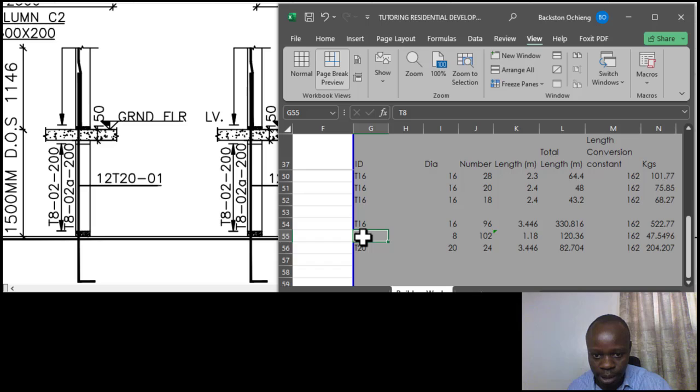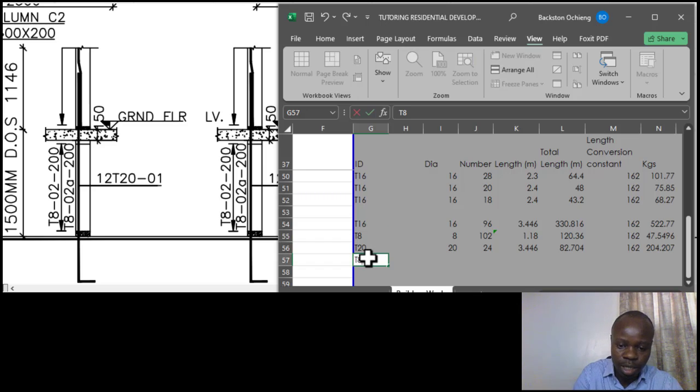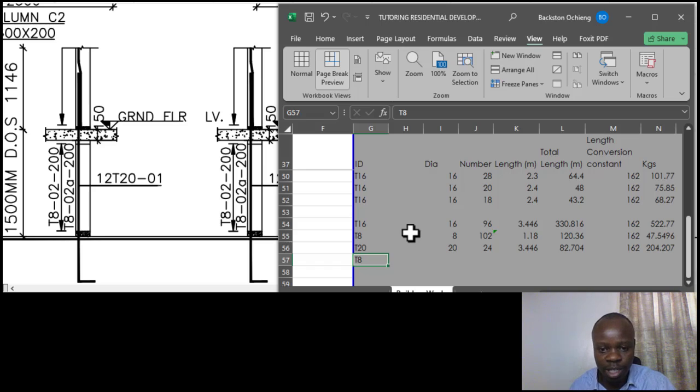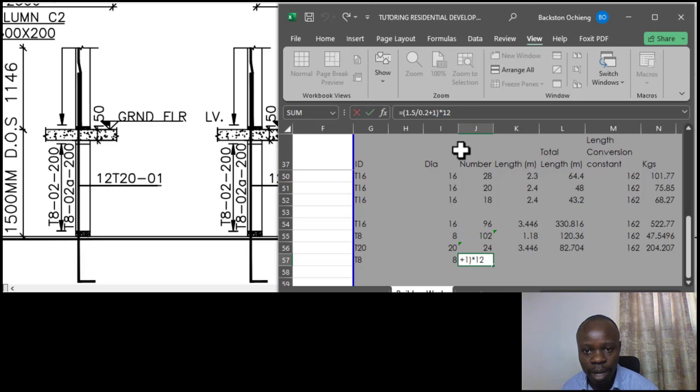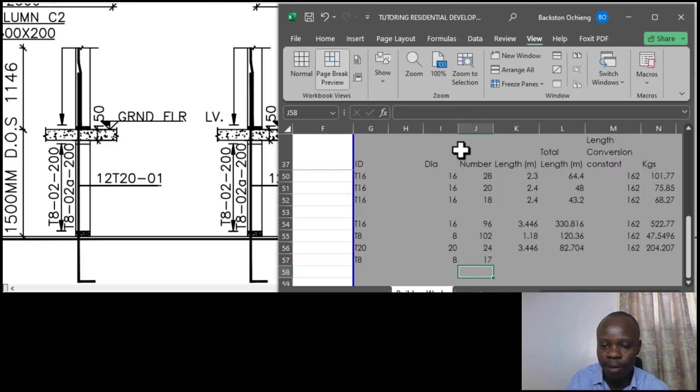We go to T8. For the T8, the operation remains the same, unless you find that the column sizes are different. That is when you are going to have different lengths and so on. So the diameter is 8. Just fill in the items. The number of the bars, let's see what it is going to be. The length is the same, 1.5 divided by 0.2. You can also still see that the interval is 200 plus 1, then times, now we are multiplying by 2. We only have 2 columns. Then how do you go about the length?